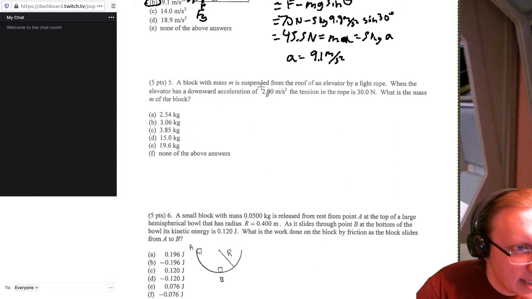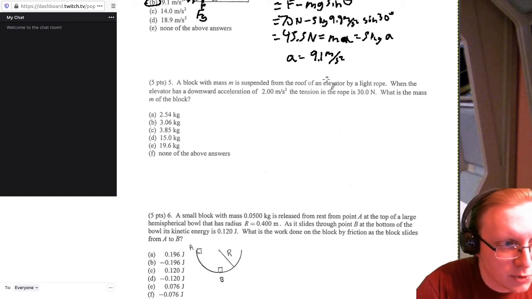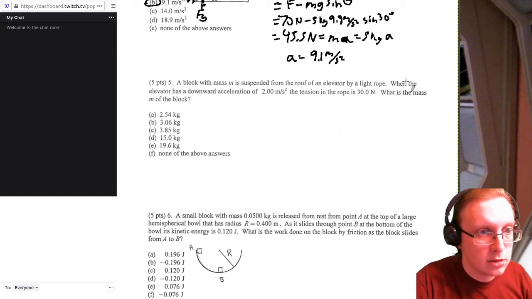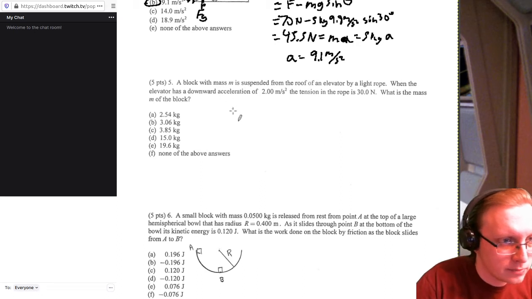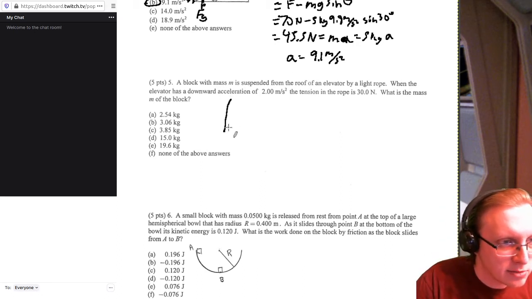A block with mass m is suspended from the roof of an elevator by a light rope. When the elevator has a downward acceleration of 2 meters per second squared, the tension in the rope is 30 newtons. What is the mass m of the block? Oh, fun. Masses in elevators. That always makes life fun.